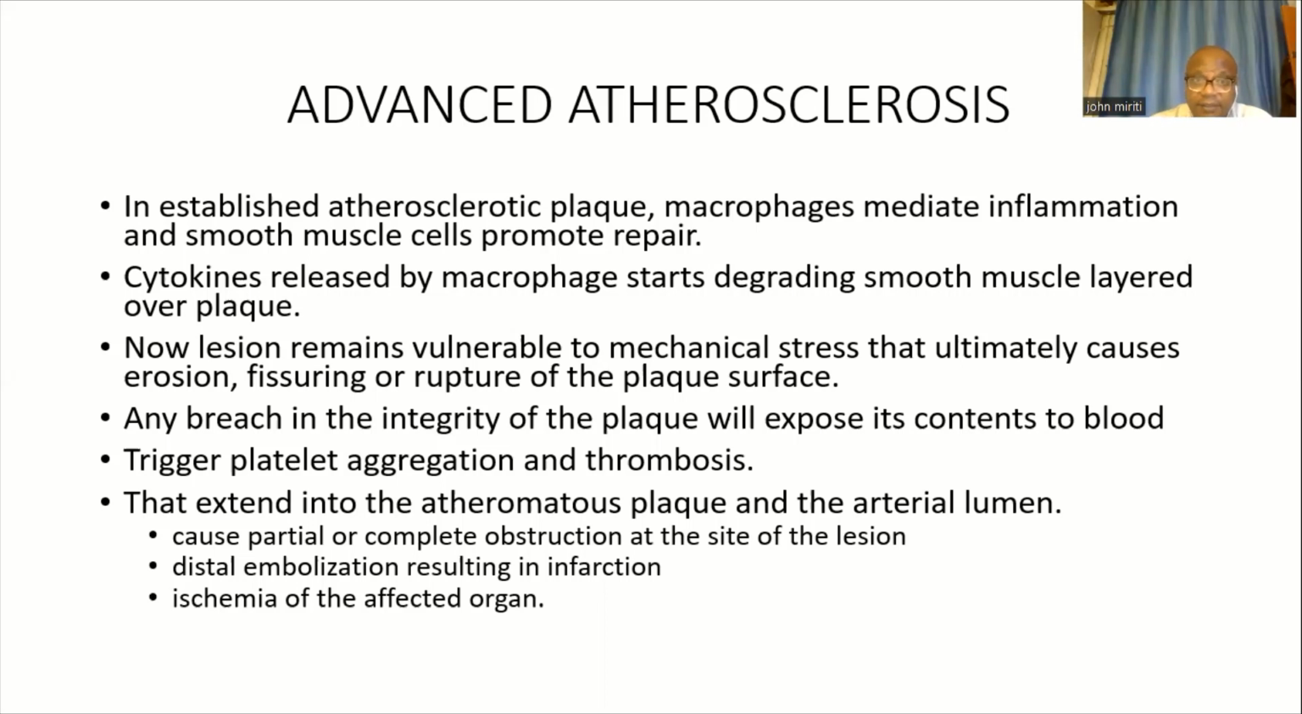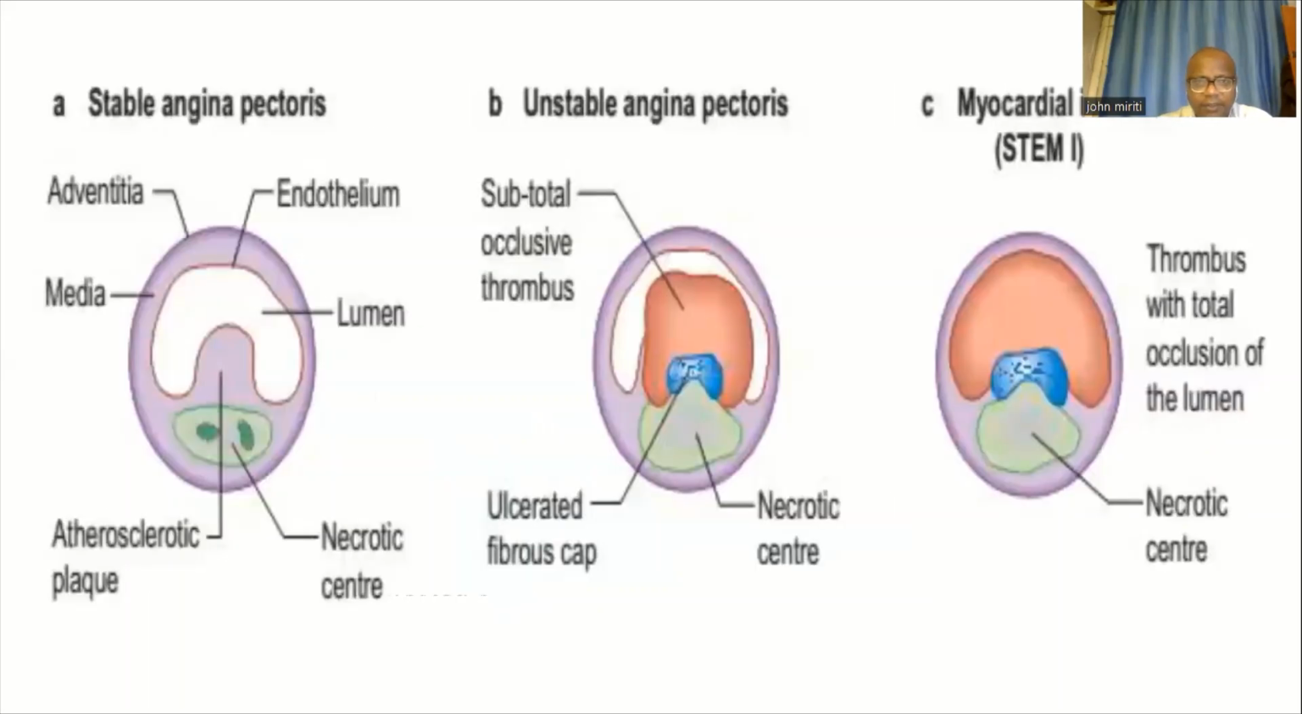At that extent, into the adenomatous plaque and the anterior lumen, this one causes partial or complete obstruction at the site of lesion, can cause distal embolization, and from the distal perspective of the blood supply, can result in infection, can also result in necrosis, and if it gets a secondary bacterial infection, it can also become gangrenous. So also it can cause ischemia of the affected organs on the distal perspective.